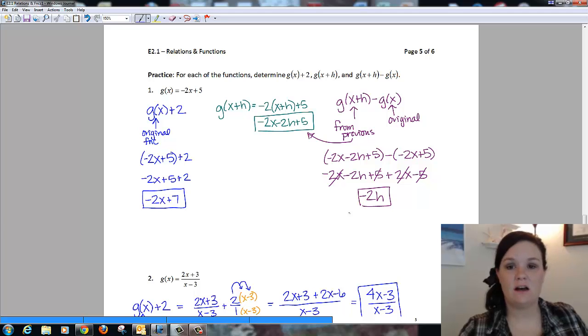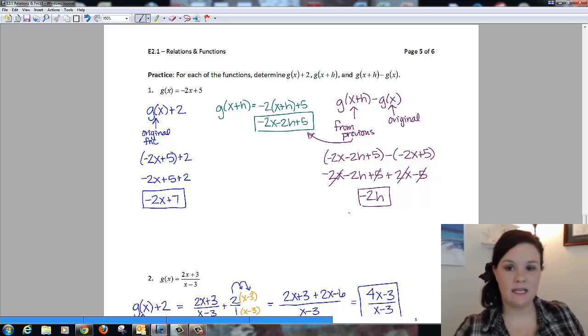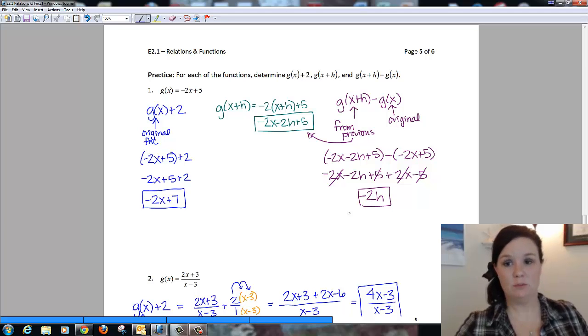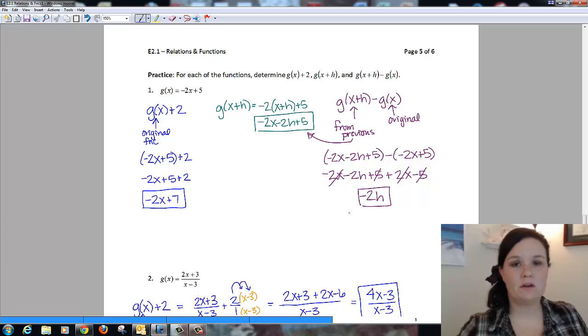We're finding g of x plus 2, and then g of x plus h, and then g of x plus h minus g of x. So in blue, notice our original function isn't changing. We're just adding 2 to whatever our original function was. So we combine the 5 and the 2, which gives us negative 2x plus 7.